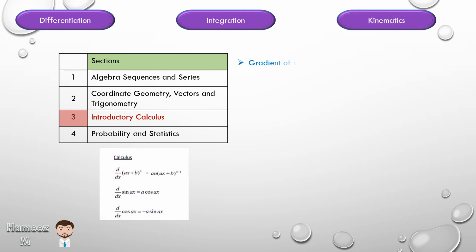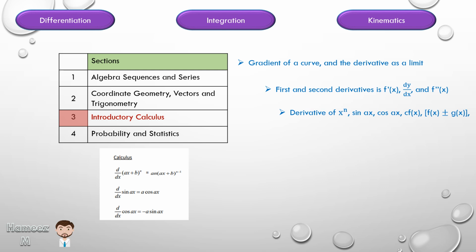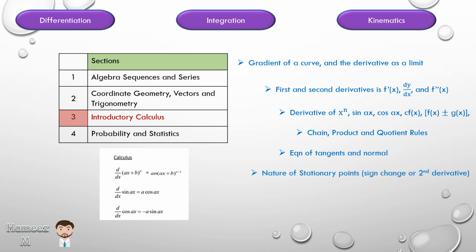Differentiation can be subdivided into the gradient of a curve and the derivative as a limit, the first and second derivatives, which can be represented as f prime x, dy dx, and f double prime x, the derivative of x to the n, sine ax, cos ax, c f of x, where c is a constant, the derivative of f of x plus or minus g of x, the chain, product, and quotient rules, the equations of tangents and normals, and the nature of stationary points, where we look at the sign change or second derivative.